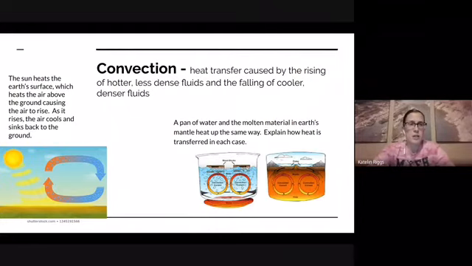If you look at the left side of the screen, you see that the sun heats the Earth's surface, which heats the air above the ground, causing the air to rise. As it rises, the air cools and sinks back to the ground. That's really the majority of what creates most wind. There are also some other factors involved, but a lot of it is just the heating and cooling of the air over the Earth's surface.